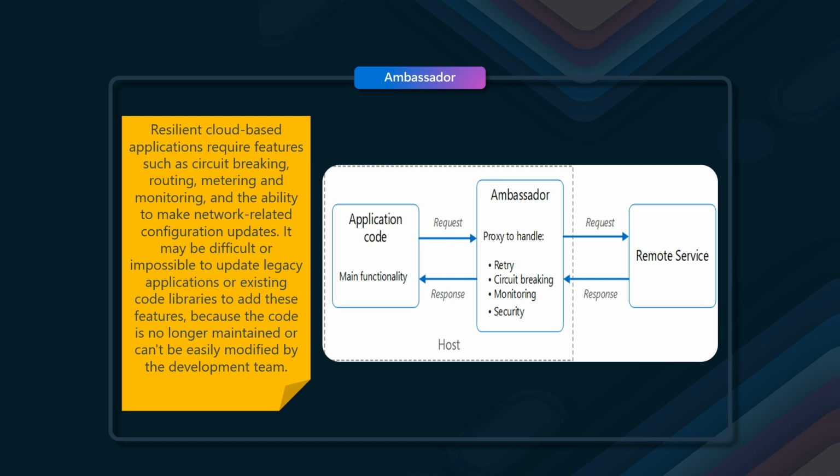So let's take a look at Ambassador. Resilient cloud-based applications require features such as circuit breaking, routing, metering, and monitoring, and the ability to make network-related configuration updates. It may be difficult or impossible to update legacy applications or existing code libraries to add these features because the code is no longer maintained or can't be easily modified by the development team.